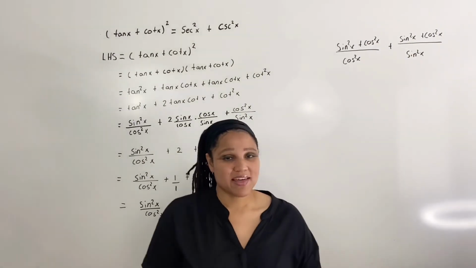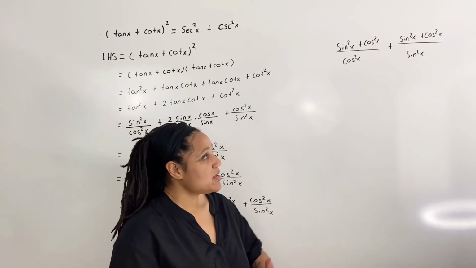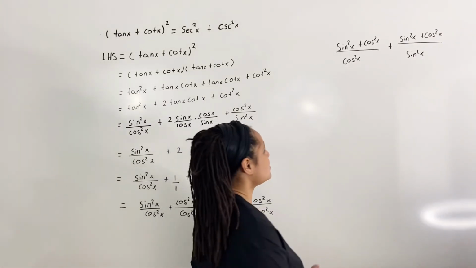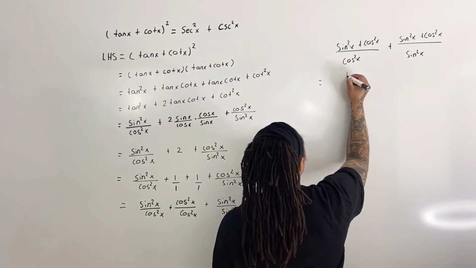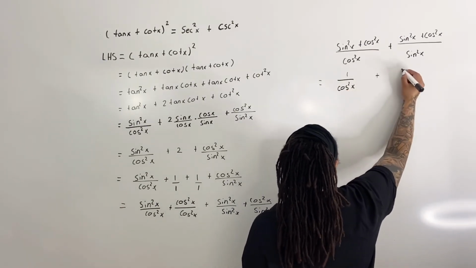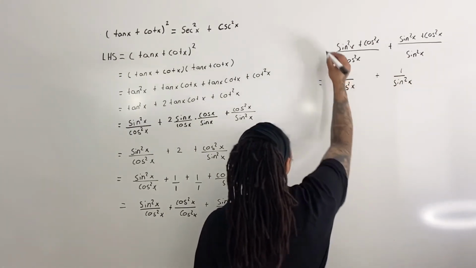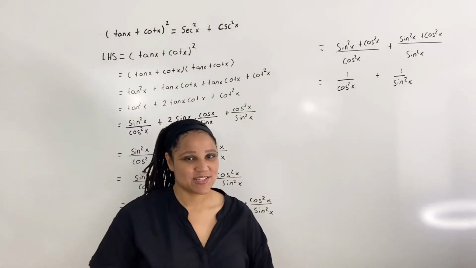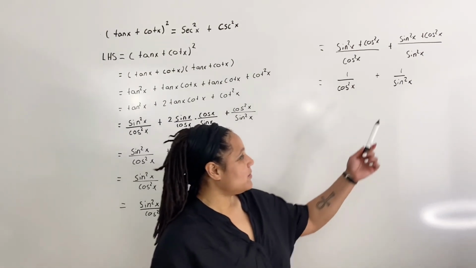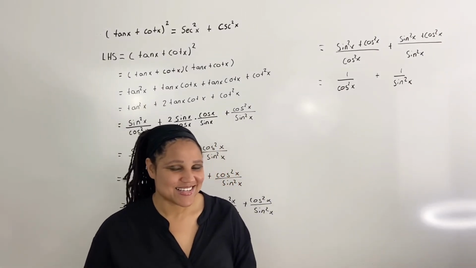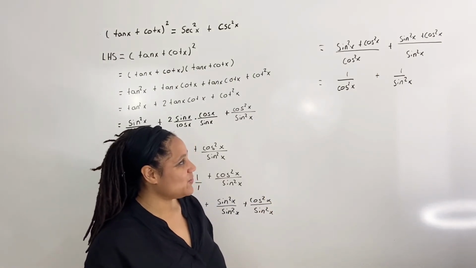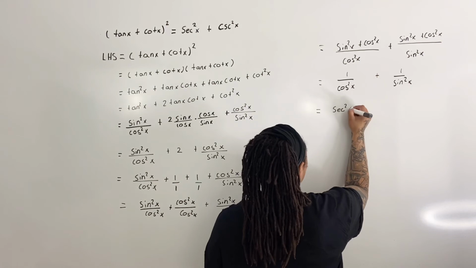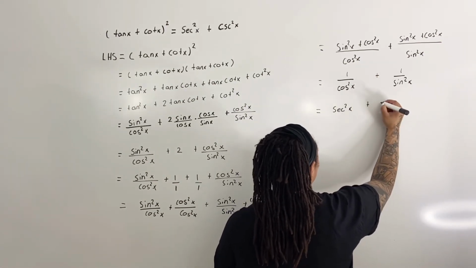And we know by our Pythagorean identity that sine squared x plus cosine squared x is equal to 1. So I can replace the numerator of both of these fractions with 1. So this is equal to 1 over cosine squared x plus 1 over sine squared x. And we know by the reciprocal identity that 1 over cosine squared x is equal to secant squared x. Also by the reciprocal identity, we know that 1 over sine squared x is equal to cosecant squared x. So I can replace these two fractions with an identity.